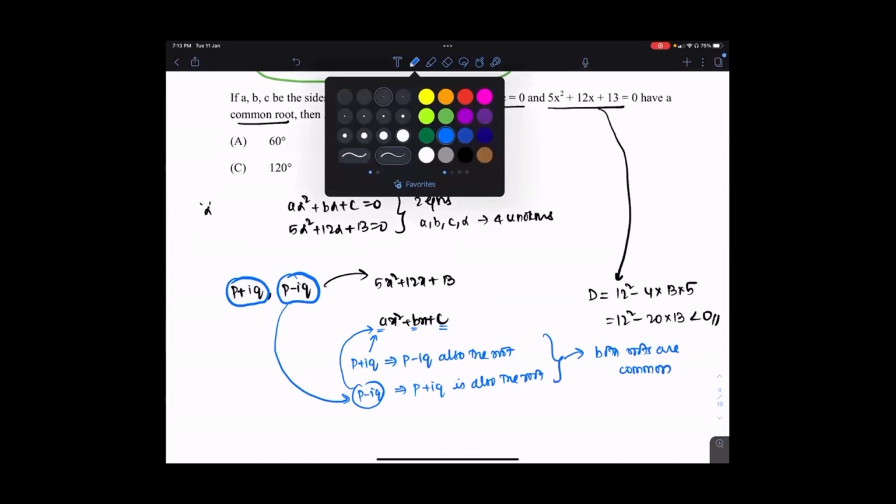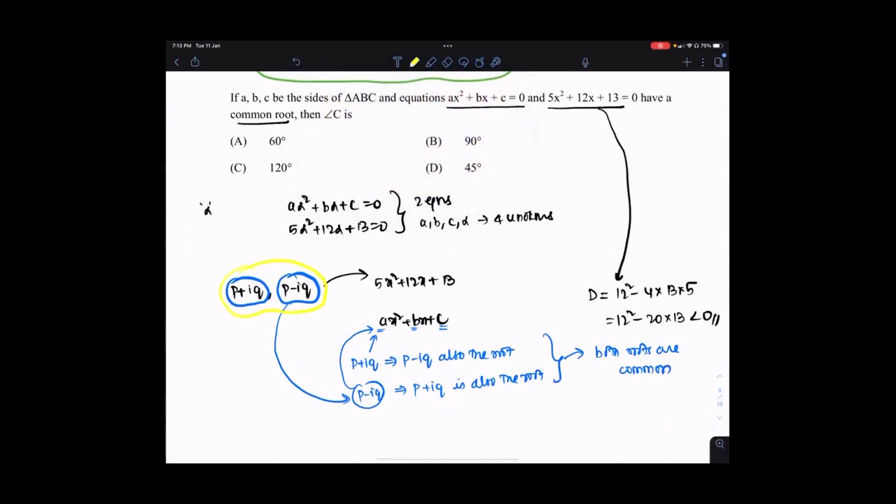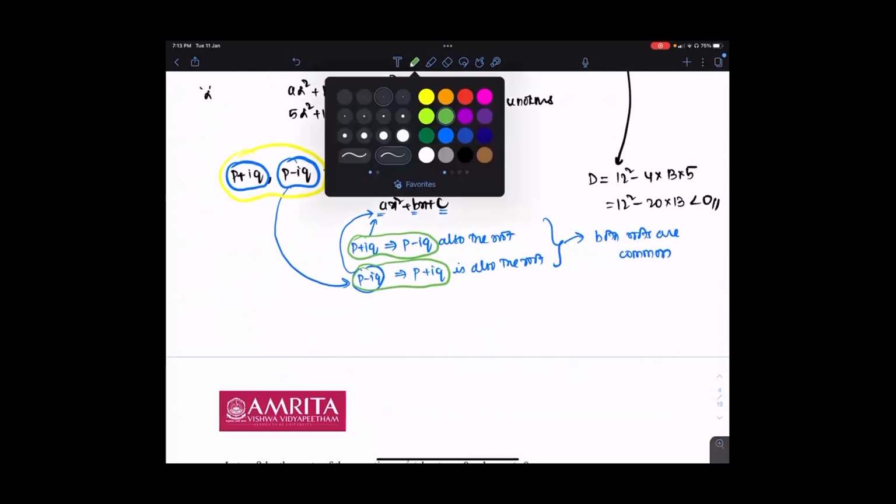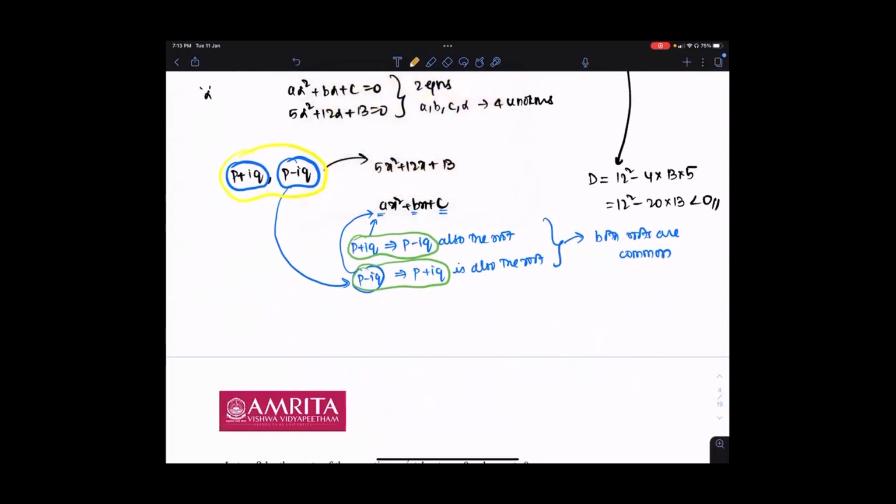Because if you see the conclusion, since these two are the roots of 5x square plus 12x plus 13, whichever we consider as common root, we get the same two roots for this one. So if two equations have common roots, then what can we say? The equations are the same. You can straight away say a by 5 equals b by 12 equals c by 13. The ratio of coefficients will be the same if both roots are common. So the sides of the triangle are 5k, 12k, 13k. It implies it is a right angle triangle.